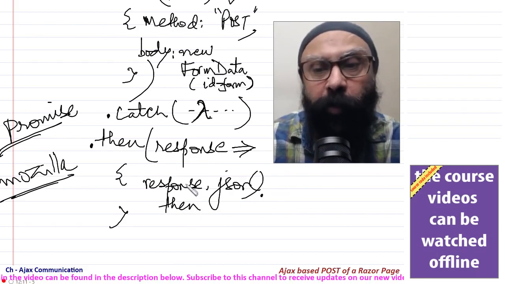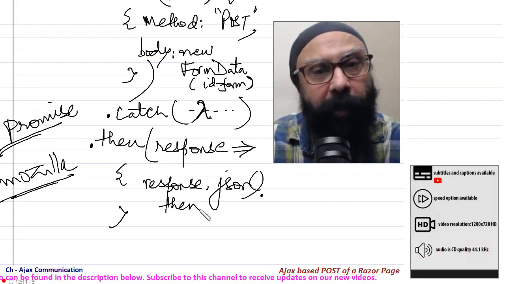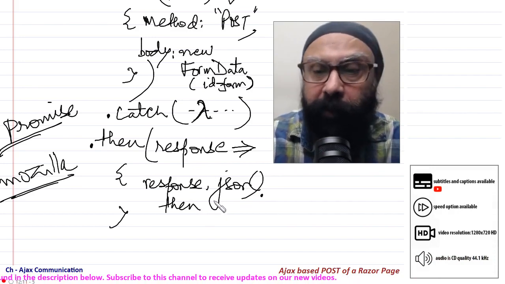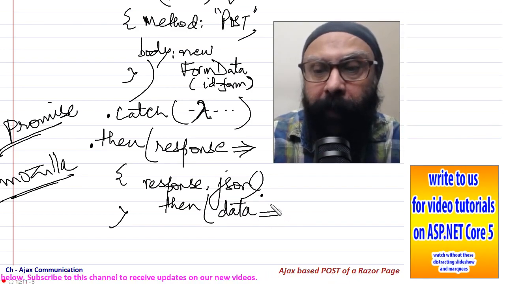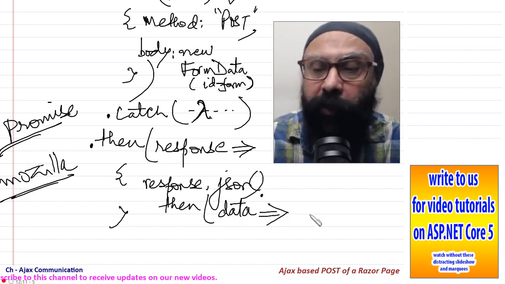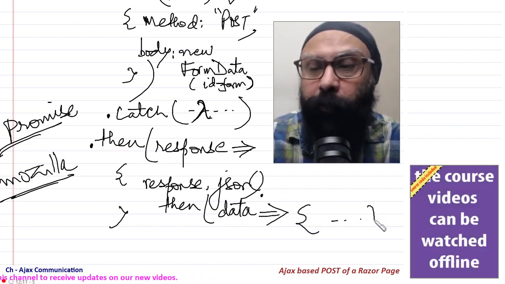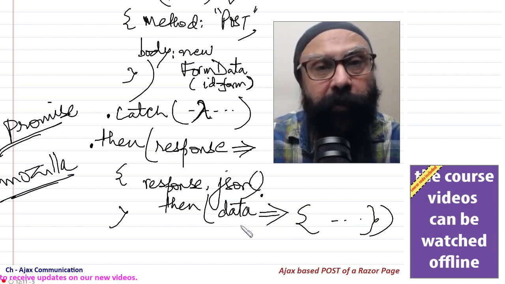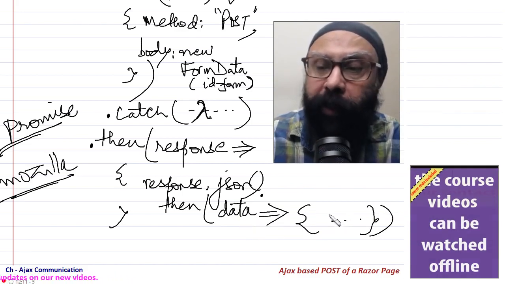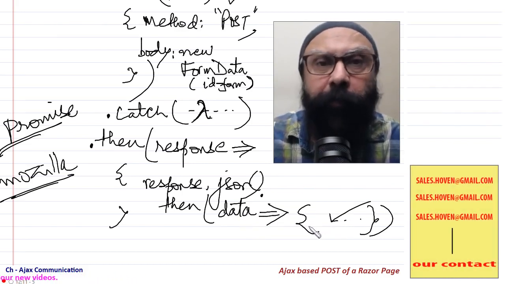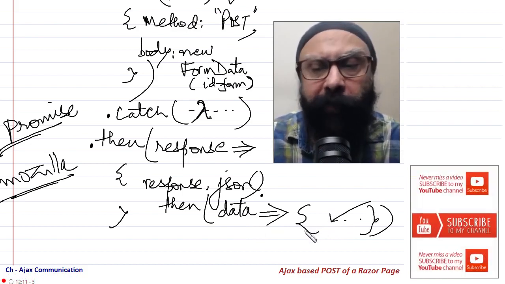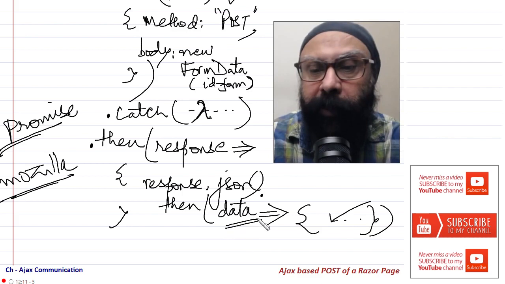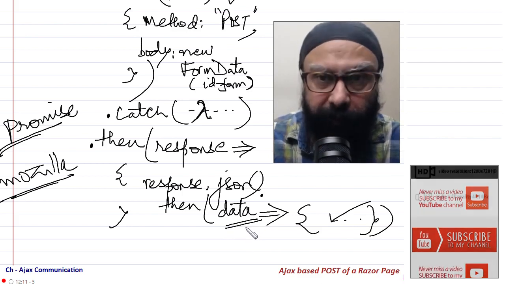So this is going deeper into the whole thing. Then response goes to response.json, then another then is there. This then receives the actual string, and this string goes to whatever we want to process. This is a JSON object, and this object will be processed here, maybe to show some OK message or some alert or whatever. This is the basic data that is coming from the server side.